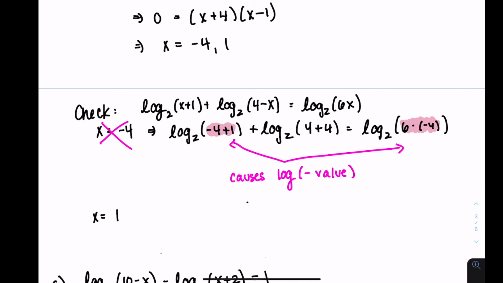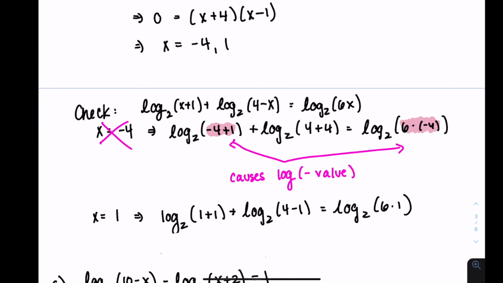Let's plug in 1. That's going to give us log base 2 of 1 plus 1 plus log base 2 of 4 minus 1 needs to equal log base 2 of 6. And you can go through and do it, but this is fine. This is fine, and this is fine. I'm not taking log of a negative number. So this will work. So our only solution is x equals 1.